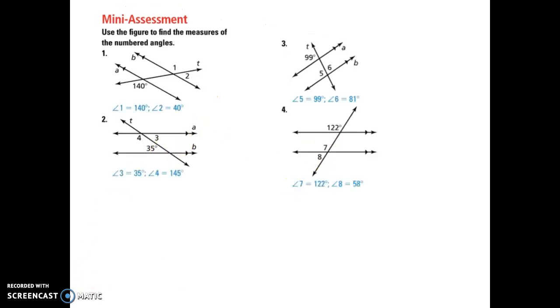Here we go. So here are the answers to your mini assessment. If you did all these on your own and you got them all right, I think you really are starting to understand this. Understanding today's lesson is really vital to be moving on and to be able to walk away with that terminology.